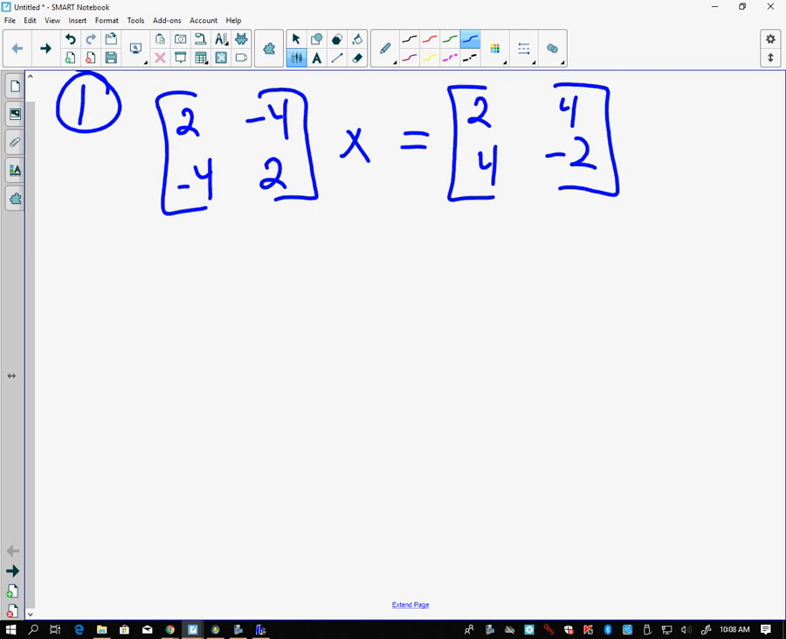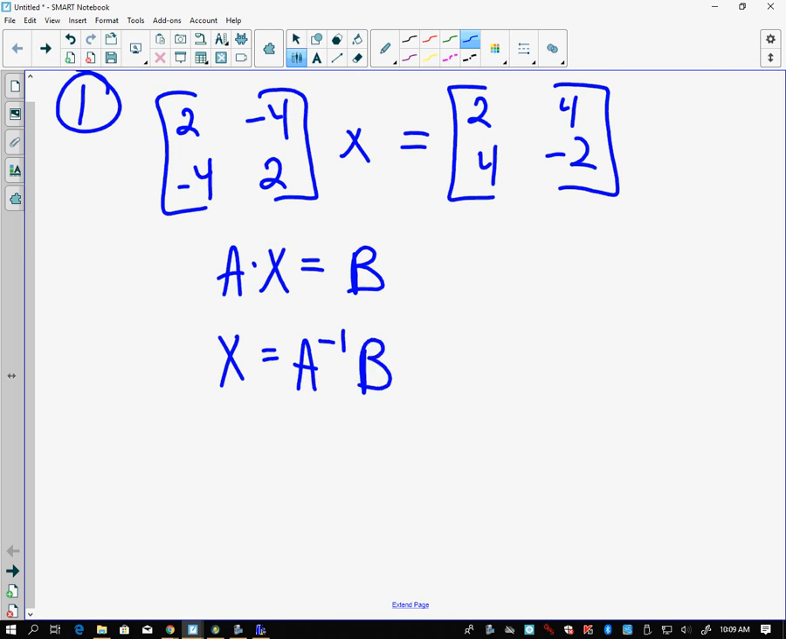Okay, solving for x, right? Let's say that this is what we would call matrix A times matrix X equals matrix B. If I'm solving for matrix X in a normal equation, what would I do with A to solve for X? I would divide by A. But because this is a matrix, I don't divide by A. What do I do? Multiply by the inverse. So I multiply by the inverse of matrix A by matrix B.